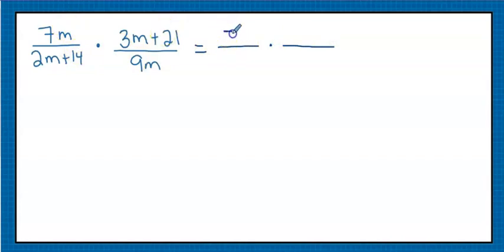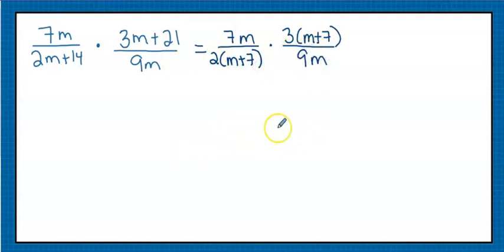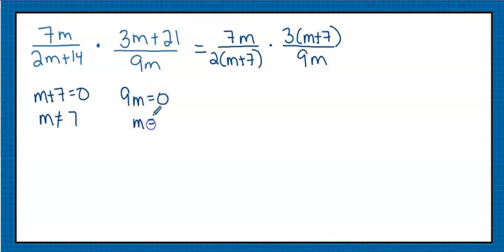So 7m cannot be factored. I just have to rewrite that 7m. 3m plus 21, I can take out a 3. 2m plus 14, I can take out a 2. And then 9m cannot be factored. Okay, so now at this point I have everything factored, and again we're going to state domain restrictions in the denominator. So if we want to do that, we're going to do m plus 7 equals 0, so m cannot equal 7. And then 9m equals 0. So m can also not equal 0.